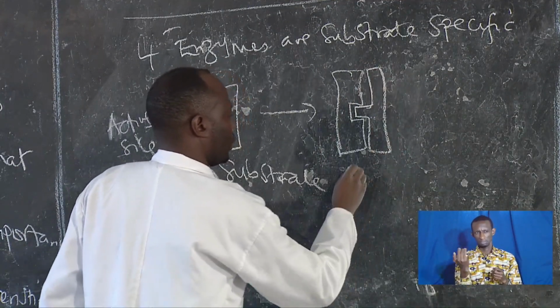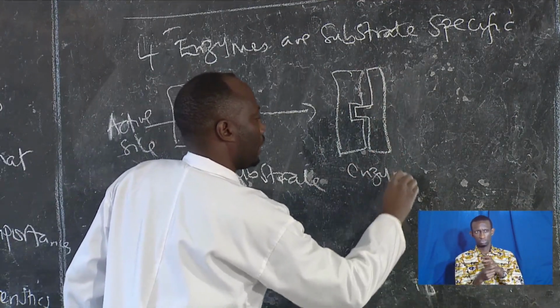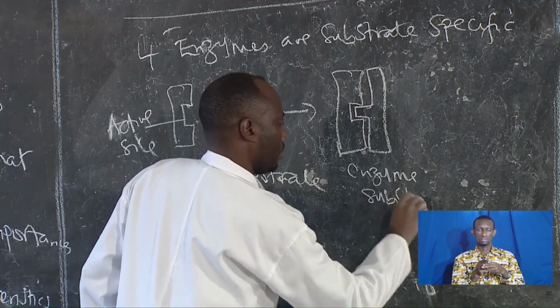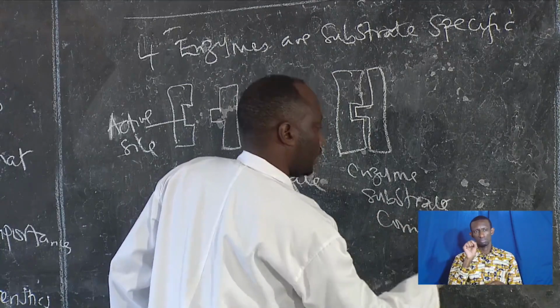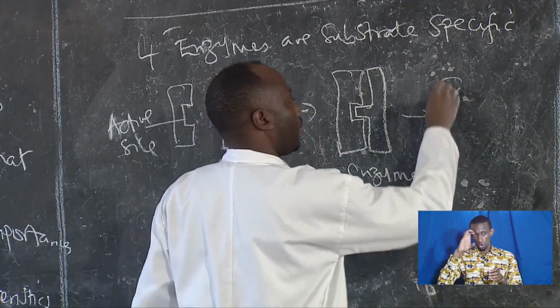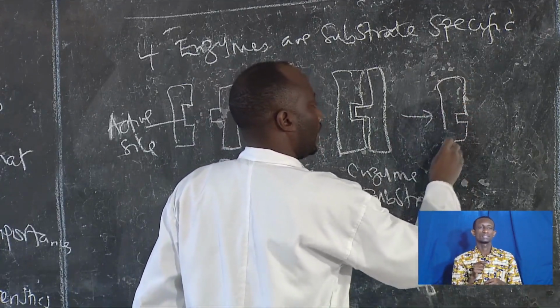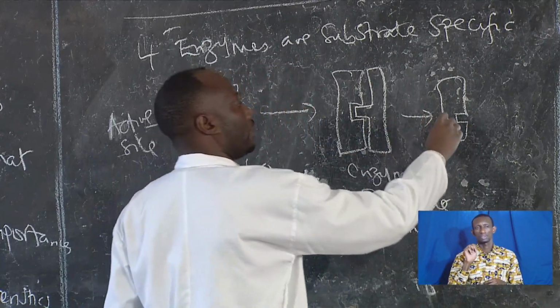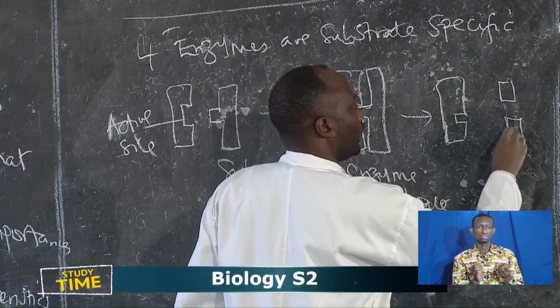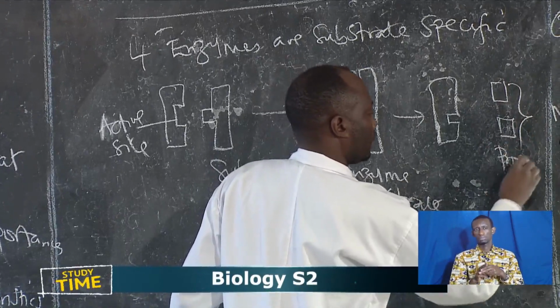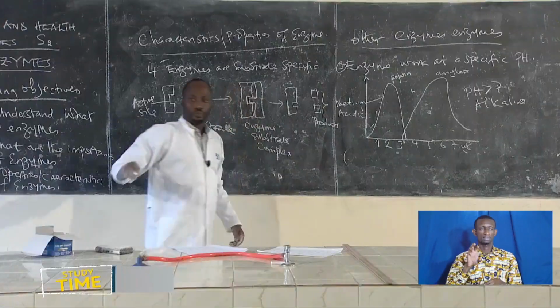This is the diagram. That one is called the enzyme-substrate complex. Then after, we are going to have our enzyme coming back. And I said enzymes are used over and over again, and they don't change. Then after, we have what we call products.